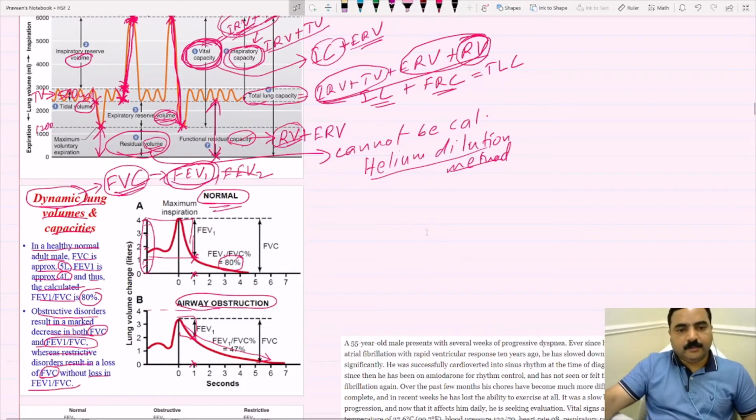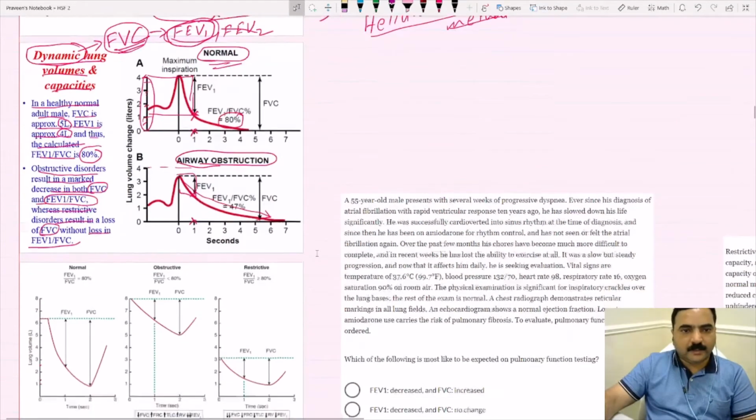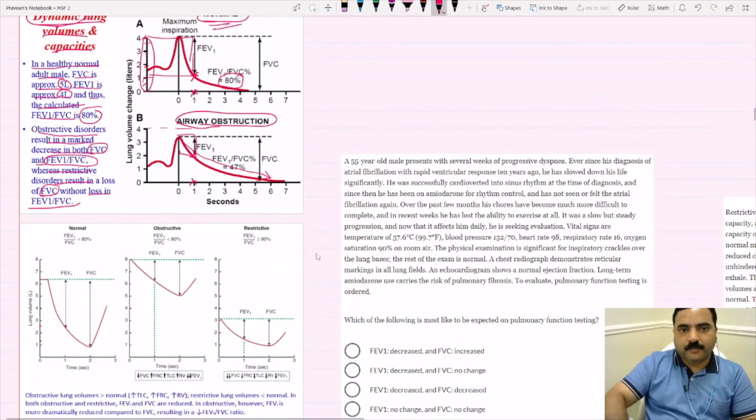Let me show you a different graphical representation here. You can see the FEV1 by FVC ratio is reduced to around 40% from the normal. This is what happens in obstructive lung disorder, and that is the major component. So normal FEV1 by FVC is 80%. In obstructive disorders, the FEV1 by FVC ratio will be decreased to less than 80%, and in restrictive disorders it will be equal to 80%, or even slightly more than 80%.